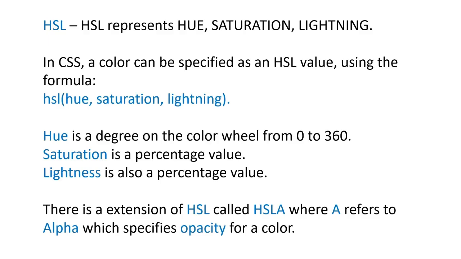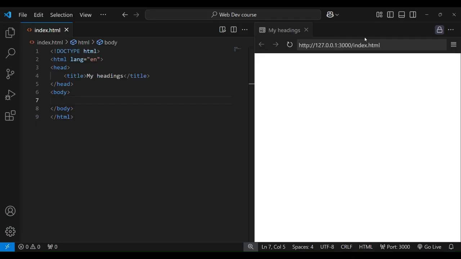HSL represents hue, saturation, lightness. In CSS, a color can be specified as an HSL value, using the formula hsl(hue, saturation, lightness). Hue is a degree on the color wheel from 0 to 360. Saturation is a percentage value. Lightness is also a percentage value. There is an extension of HSL called HSLA where A refers to alpha, which specifies opacity for a color. Let's see a quick demonstration.